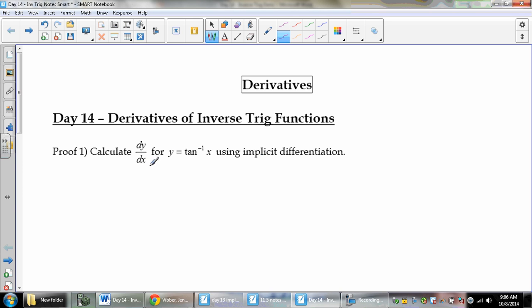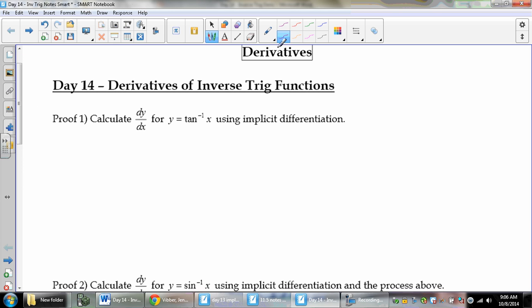So if I want to take the derivative of y equals inverse tan x using implicit differentiation, I'm going to first say that y equals inverse tan x is the same as x equals normal tan of y. Basically I swapped x and y and swapped out the inverse, so that's fine.